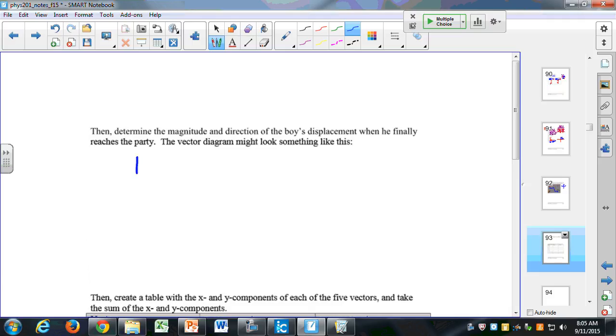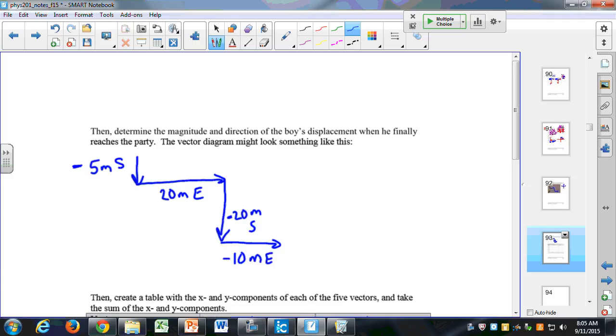Say I have 5 meters south. That would be negative 5 meters, right? Because we take south to be down. Maybe 20 meters east. 20 meters south again, which is going to be negative 20. And then 10 meters east, that'll be positive. And then 5 meters north. And so that set of vectors gets you to your final location.